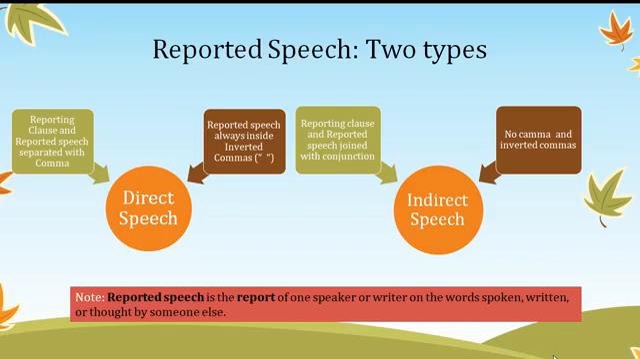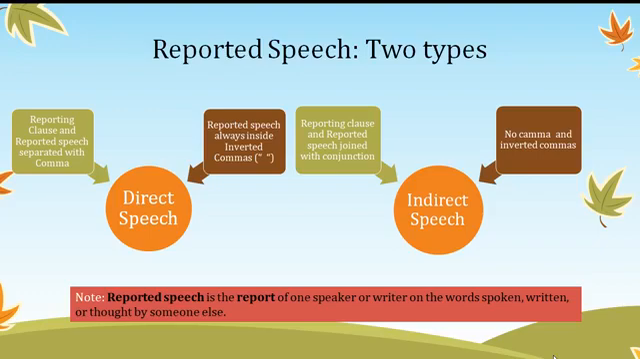How do we come to know which is direct speech and which is indirect speech? That I am teaching you now. There are two ways to understand direct speech. Number one: the reporting clause and the reported speech are separated with a comma. I will tell you on the slide what is called the reporting clause and what is called the reported speech, which are separated with a comma, in detail. Number two: the reported speech is always inside inverted commas.